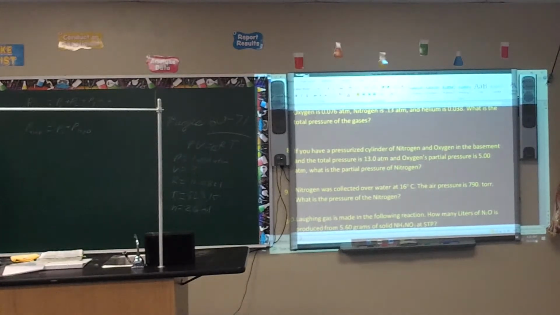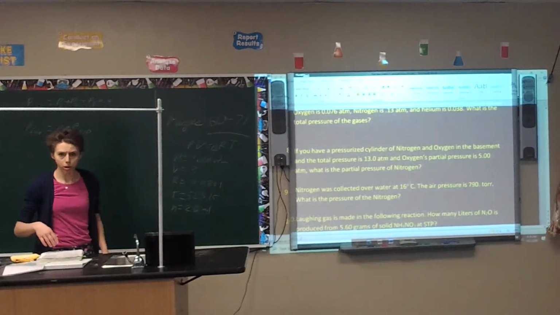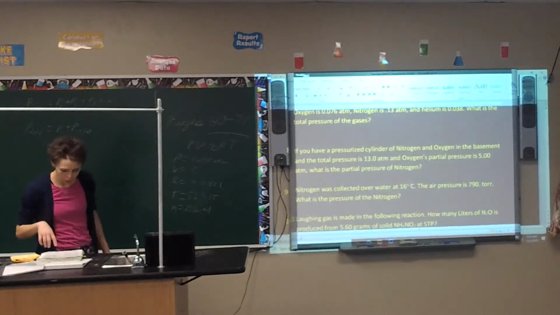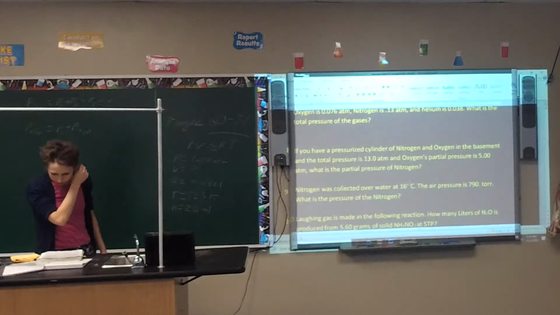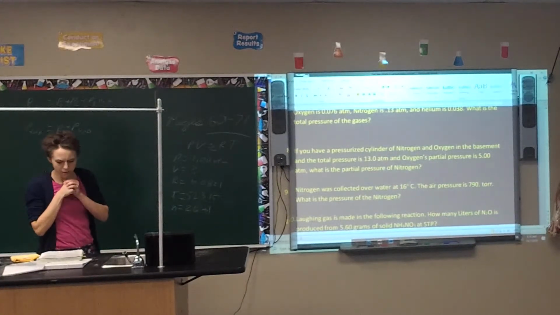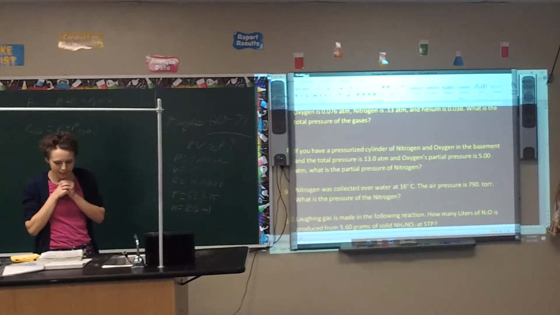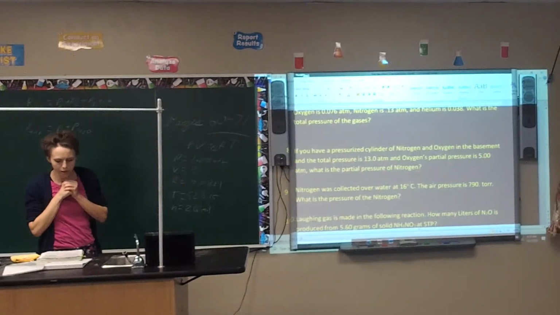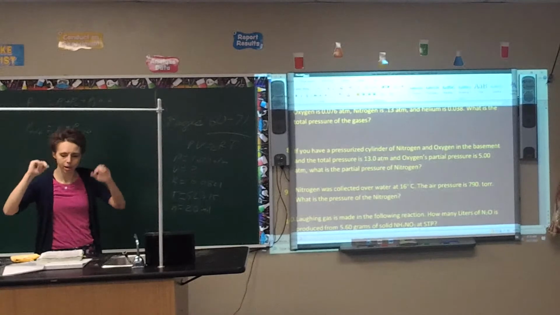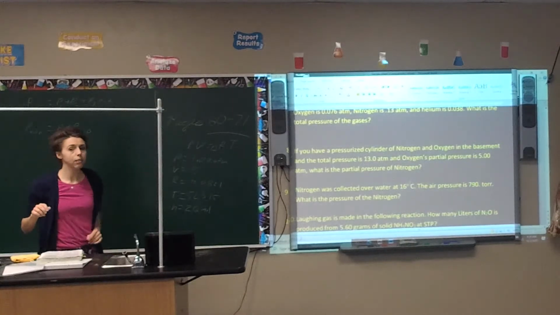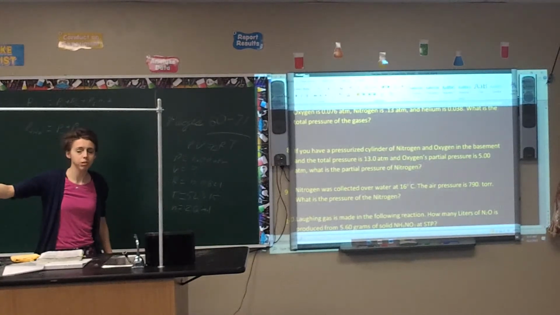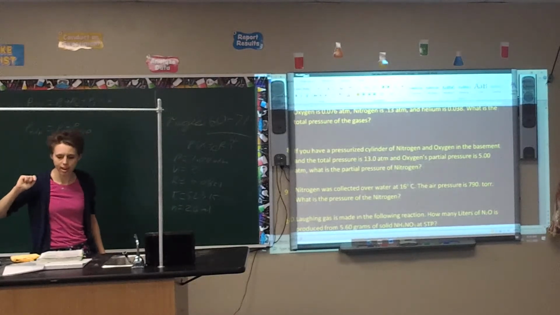Alright, well, nitrogen was collected over water at 16 degrees Celsius. The air pressure is 790 torr. What's the pressure of nitrogen? So they will bubble the gas through the water up until the pressure on the inside of the container equals the pressure on the outside. Your book points out they do this whenever sufficient gas has been collected: the pressure inside and outside of the bottle are equalized by raising or lowering the bottle, so the water levels on the inside are the same. So whenever they do this technique, they know that whatever the pressure of the atmosphere on the outside is, it is also the pressure on the inside of the gas.